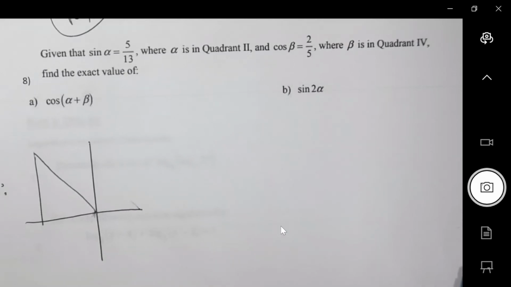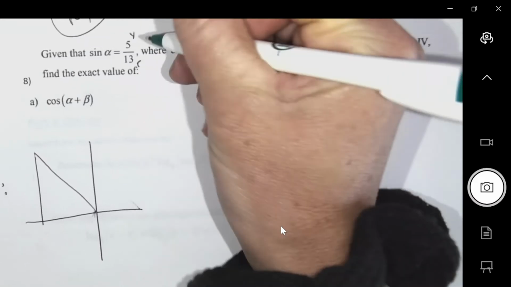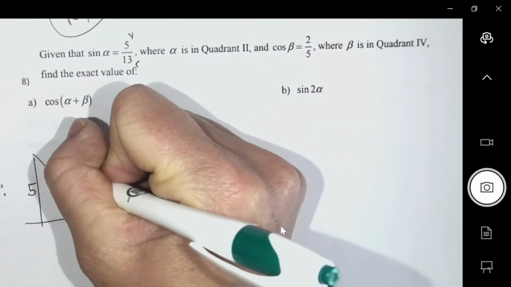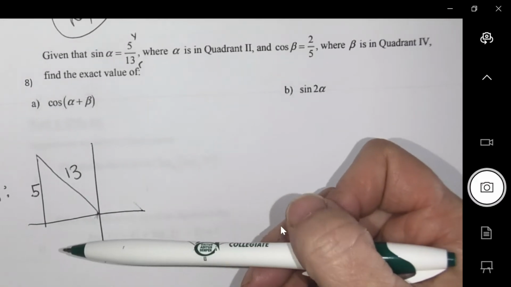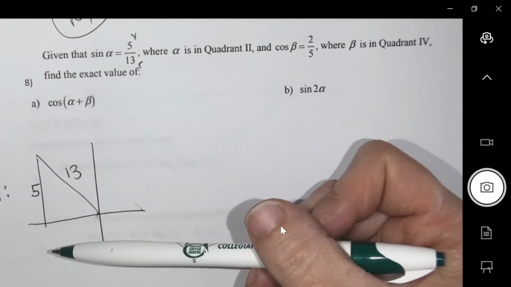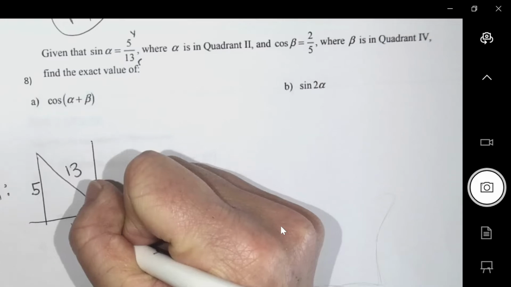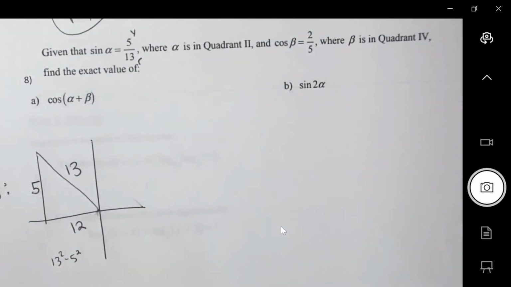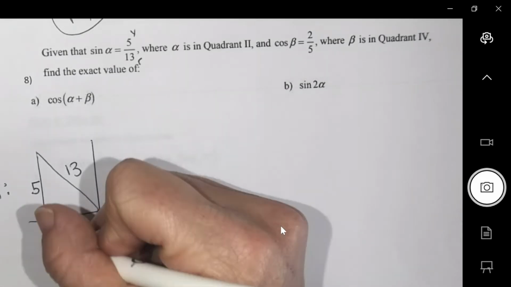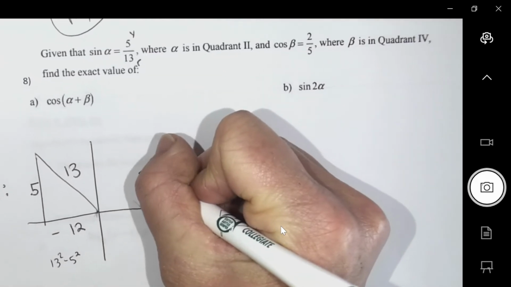Sine is which letter over which letter? Y over R. So there's a 5 and there's a 13. Pythagorean theorem, I will subtract. And it gives me 12. And what should I put on that 12 though? Negative. So I'm just going to write this here.